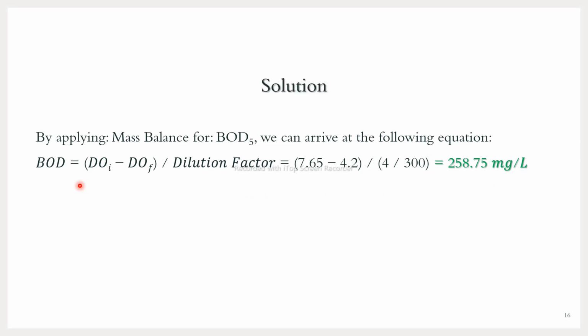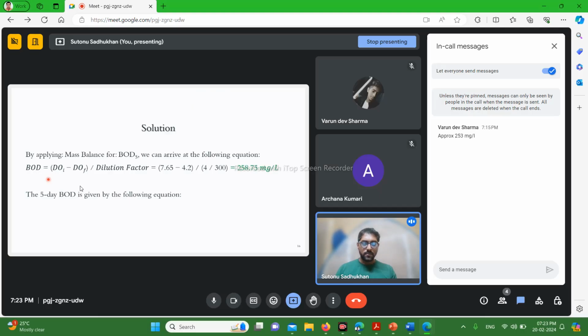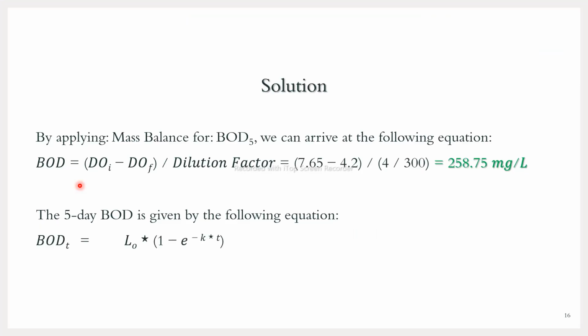So you have to calculate the BOD 5. Just apply the formula of BOD T, where T equals 5. Just the first order kinetics formula. So the 5-day BOD you have to calculate. It is given by the following equation. If you remember the equation, just calculate it accordingly. Okay, just use this equation.